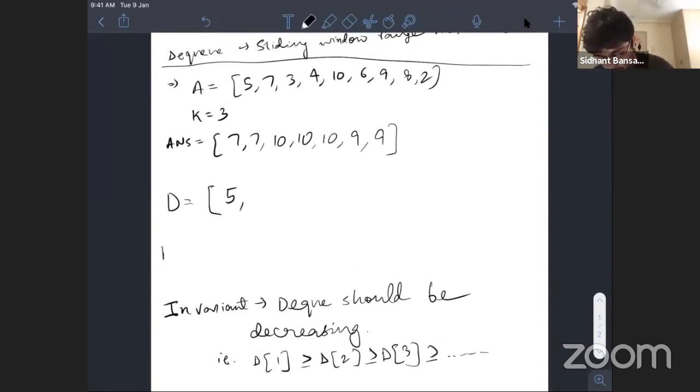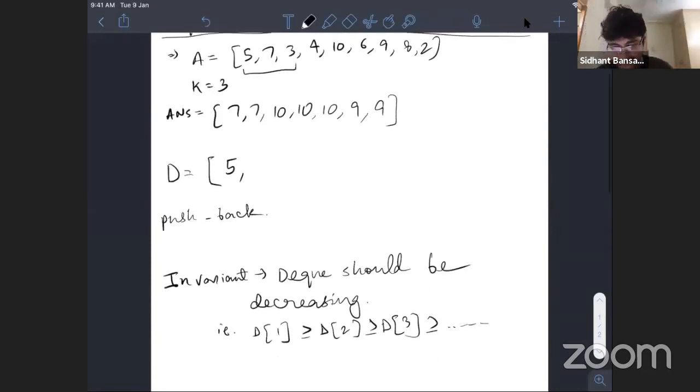So we'll do a push back to insert elements in the DQ. So first we insert 5. Then, since it's case 3, the first 3 insertions have to be done forcefully. So first we insert 5. Then when we are inserting 7, we'll realize that we want to maintain this invariant of ours.